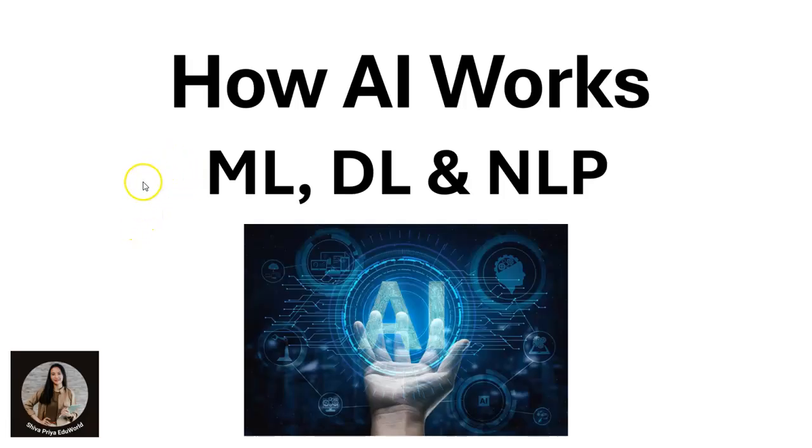In the previous video, we learned the types of AI, that is narrow AI, general AI and super AI. Today let's see how AI actually works. Those are machine learning, deep learning and natural language processing.